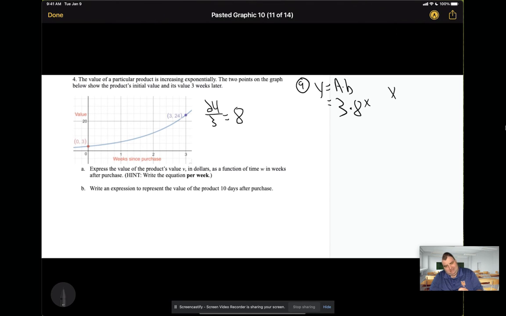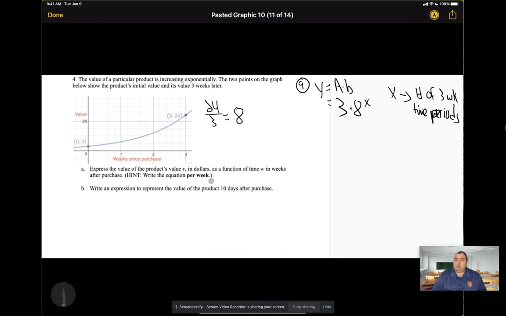But the key is that in this case, x is the number of 3-week time periods, because this is the value initially, and then this is the value 3 weeks later. So this right here is the equation per 3 weeks. They want the equation per week.